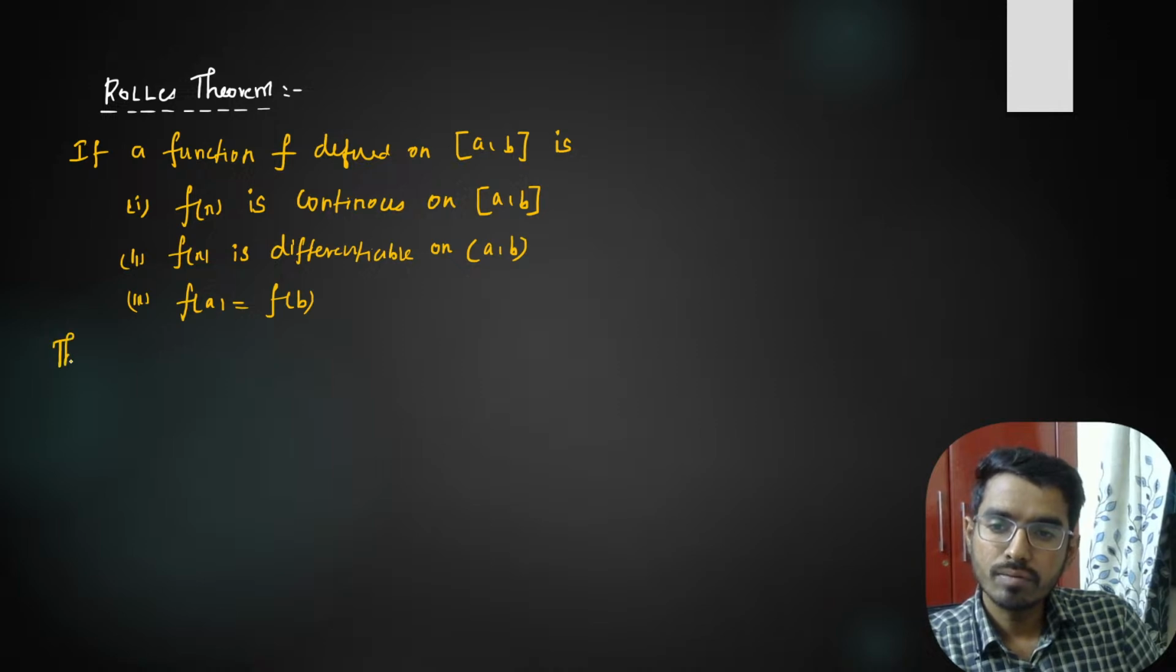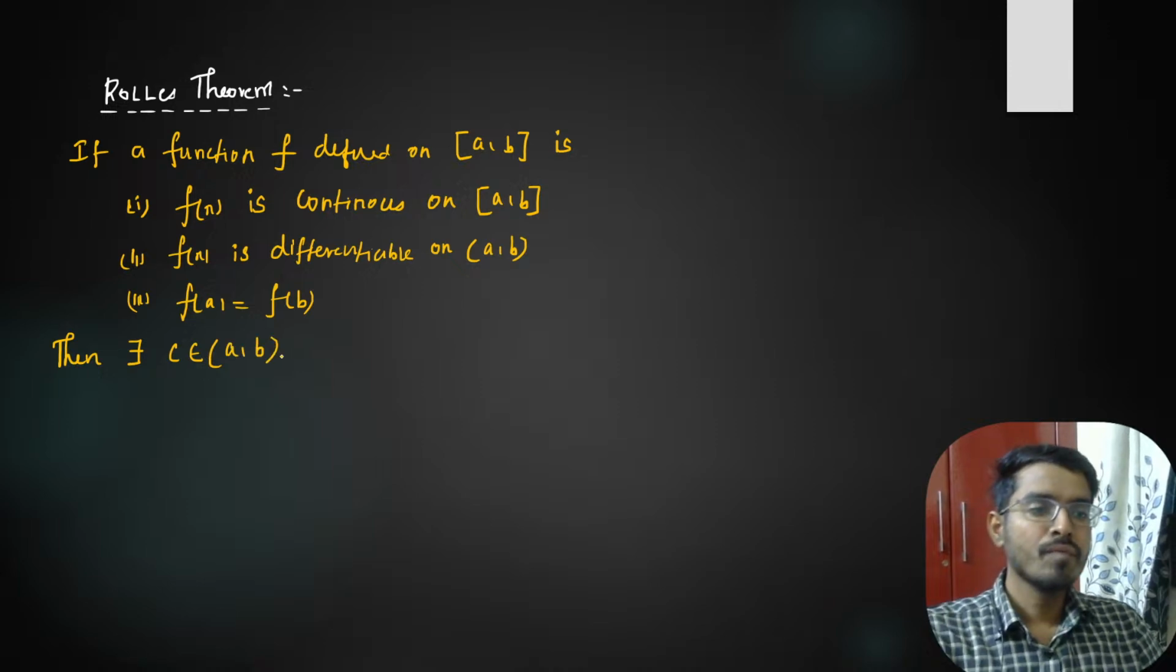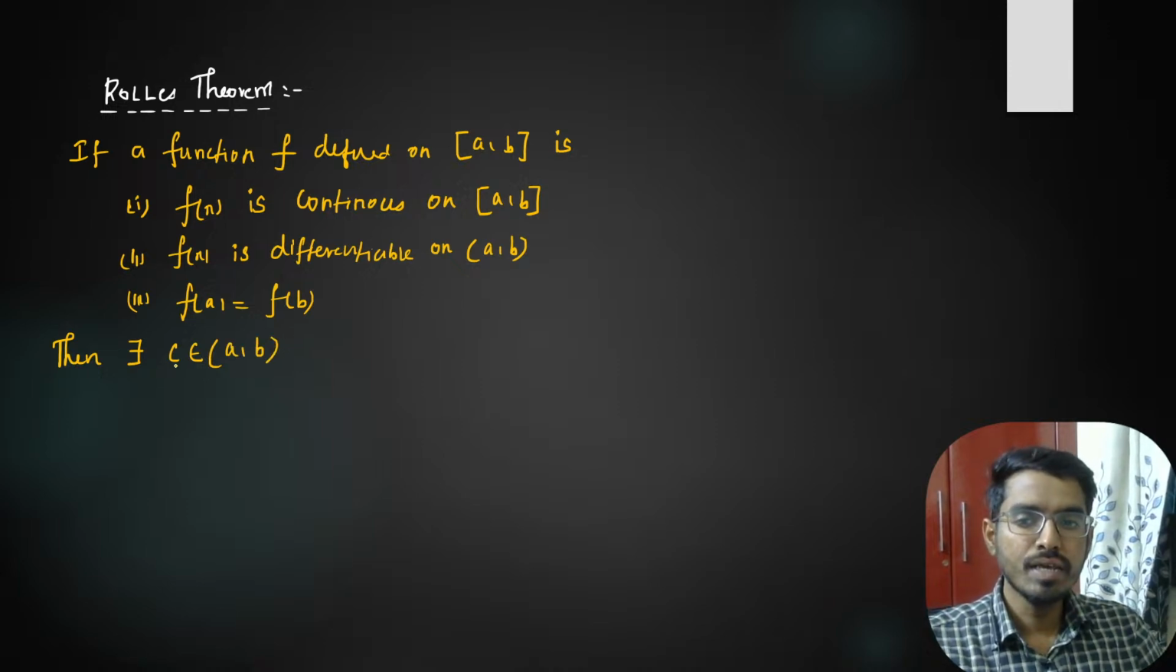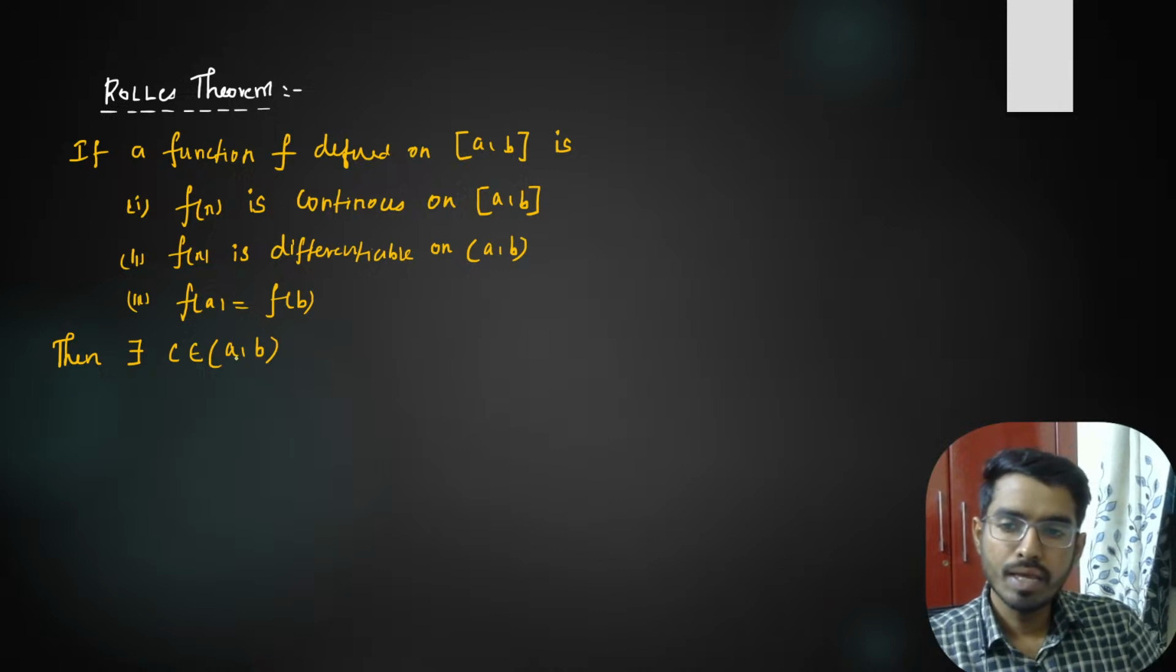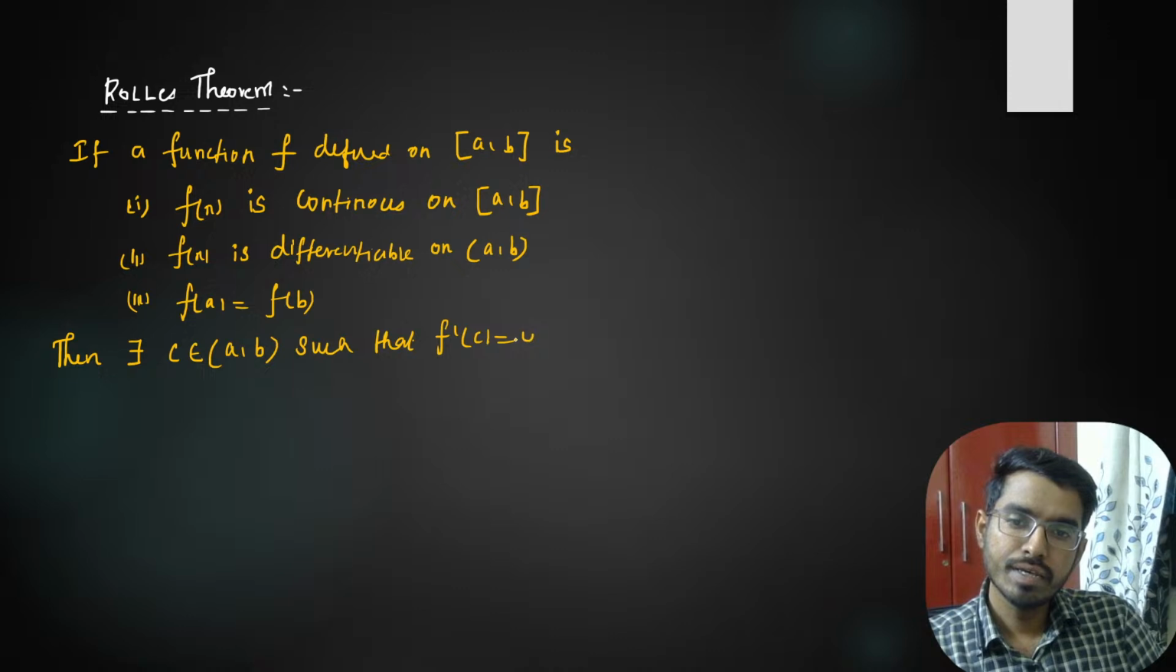Then there exists a point c in the open interval a comma b. You can always find a real number c in the interval a comma b such that f dash of c is equal to 0. We have f dash of c is equal to 0. So we will prove this.